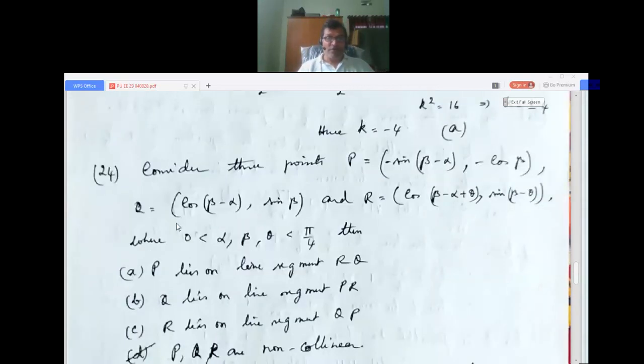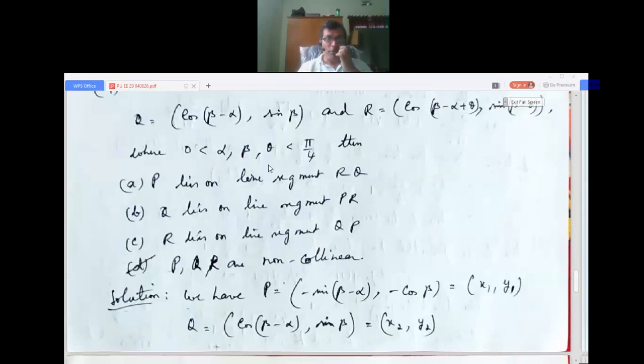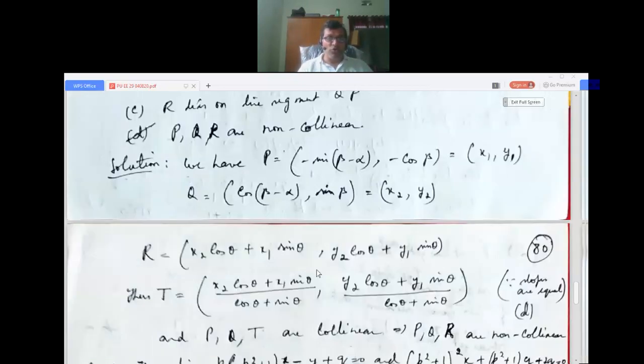Okay, next question. Consider 3 points P(minus sine of beta minus alpha, minus cos beta), Q(cos of beta minus alpha, sine beta), R(cos of beta minus alpha plus theta, sine of beta minus theta), where 0 less than alpha, beta, theta less than pi by 4. Then first option, P lies on line segment RQ; Q lies on line segment PR; R lies on line segment QP; and the fourth option, P, Q, R are non-collinear.